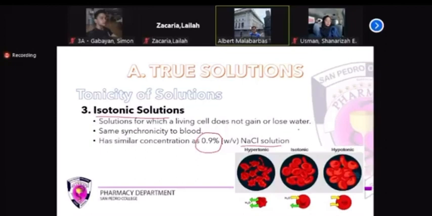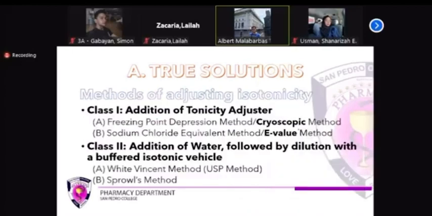Hypertonic, hypotonic, isotonic. Now, ano ba ang kinalaman ng tonicity of solutions in physical pharmacy? Now, tonicity of solutions is important because when a solution is to be administered to our human body, dapat daw, as much as possible, isotonic para dili siya makakause of irritation or discomfort for the patient. Now, what are the methods for adjusting isotonicity? Kailangan kasi maging isotonic ang solution. So there are two methods.